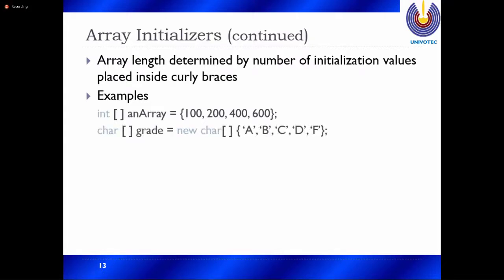Then you can see here char, new char. This is the character: A, B, C, D, F. There are 5 characters there. This is the first element, second, third, fourth, fifth. In the same line, you can declare and initialize the array.